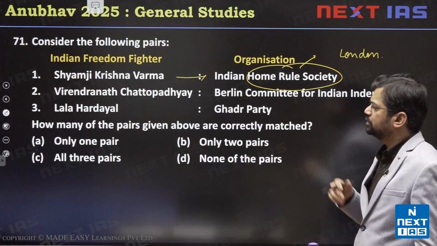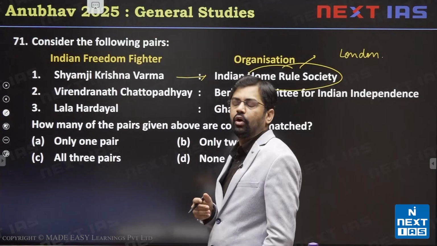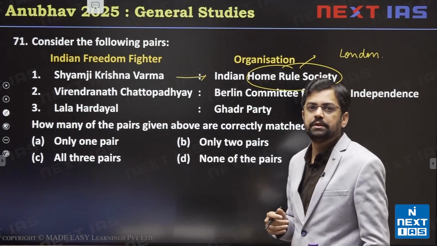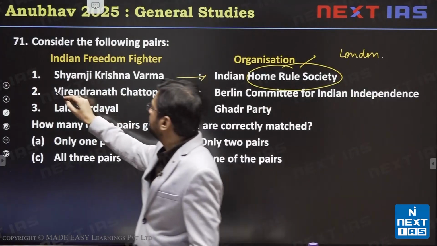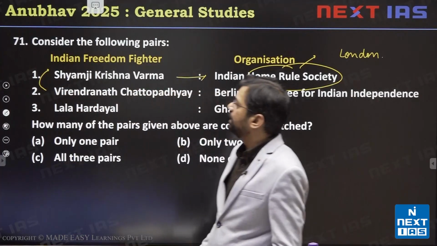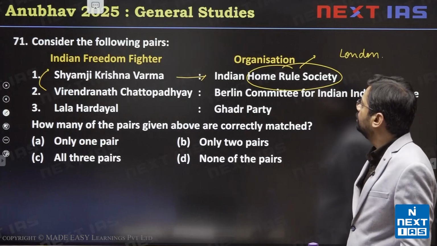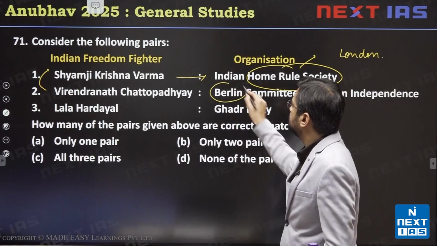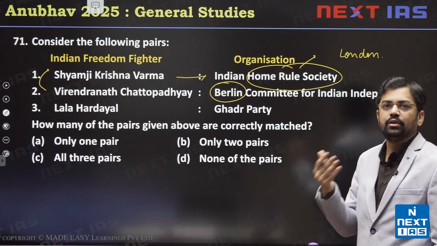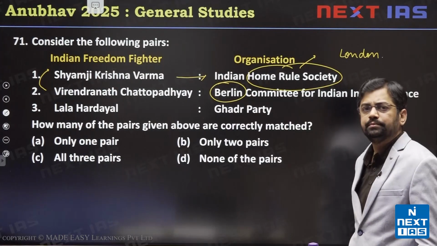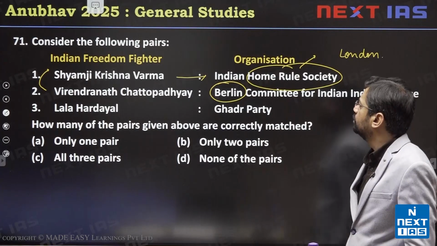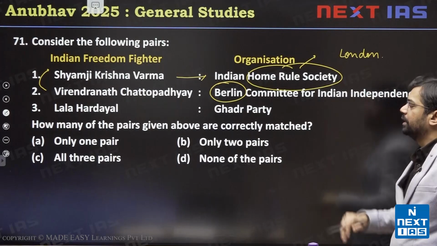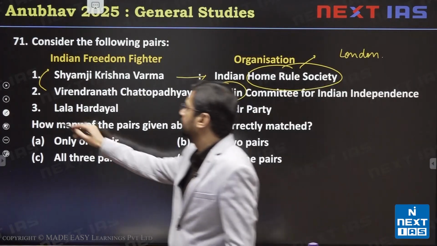Virendranath Chattopadhyay actually was a scholar at Oxford, right, and he was also preparing for civil services. Later, he is going to meet Shyama Krishnaji Verma in London only, and he is going to form a new organization, the Berlin Committee for Indian Independence. So, as the name suggests, Berlin represents Germany. Later he shifted to Germany, where he is going to form the Berlin Committee for Indian Independence. So, that is also the correct answer.